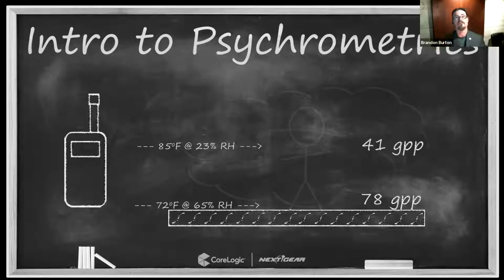78 grains is a weight. That weight exerts a pressure, right? And without even getting into vapor pressure, just think about the simple logic. If the water vapor weighs more, it's exerting more pressure on the surrounding environment. The water vapor trying to come out is being resisted by that additional weight.